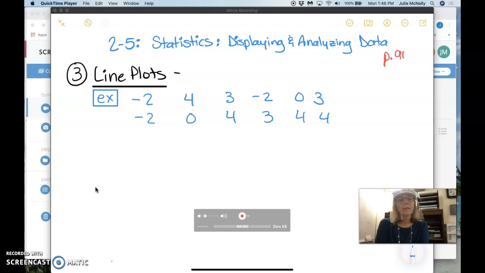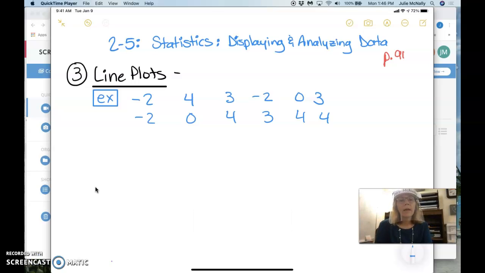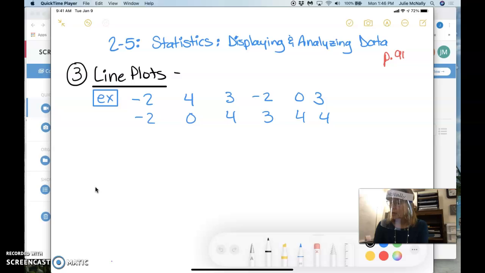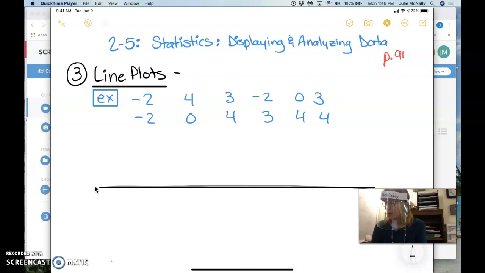Okay, we're talking about line plots now. And all a line plot is, is taking some data, a data set, and putting it into a visual chart or graph. So a line plot is a number line. So draw a line. And then I'm going to look at this data set and see what is the smallest number that I have to go to and what is the biggest number that I have to go to.